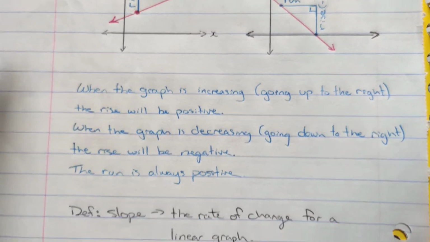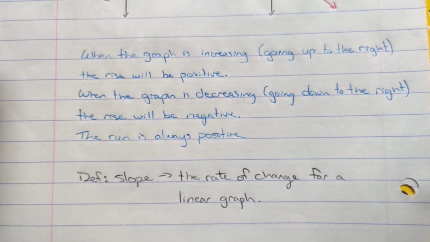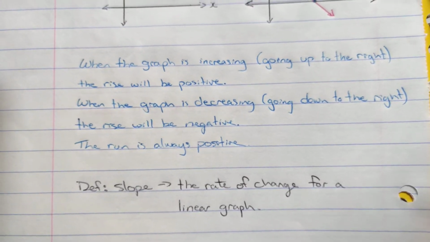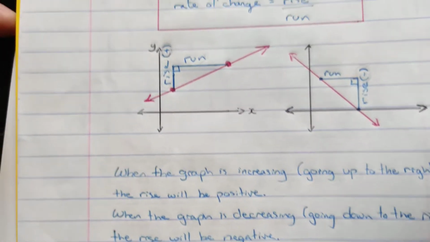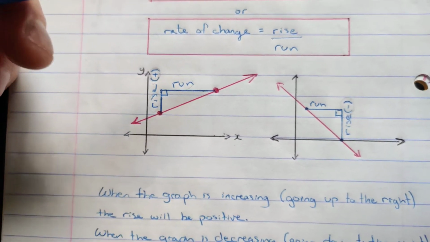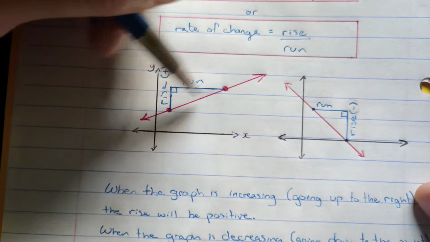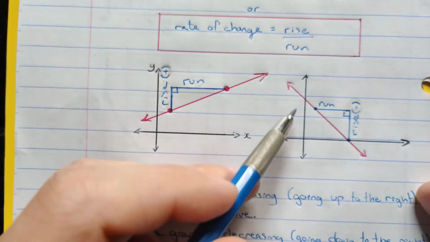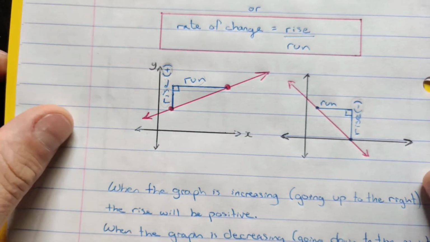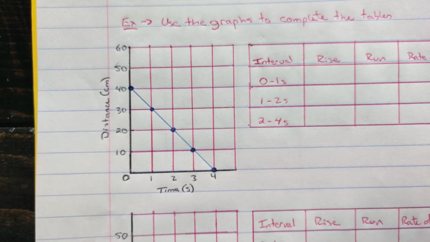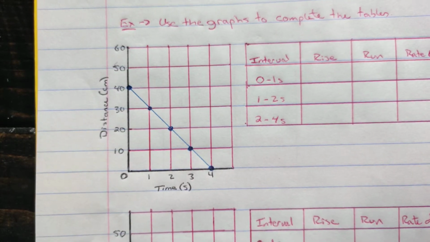You'll also hear this concept termed as slope. So the rate of change for the linear graph, we call that the slope of the graph. If you think of when you hit the slopes and go skiing, this is the hill. This is the steepness of the hill, the slope of the hill. That is where that term kind of fits. So we're going to use some graphs to create some tables and determine the rates of change.